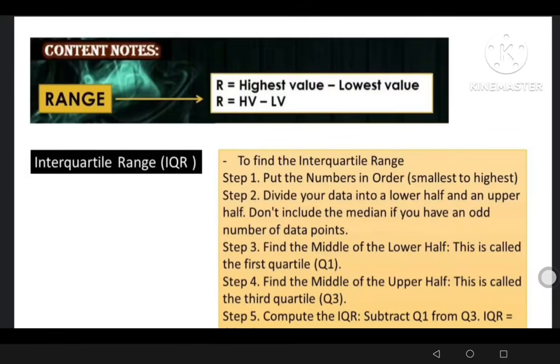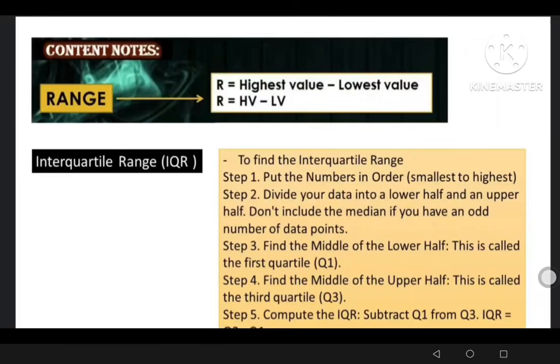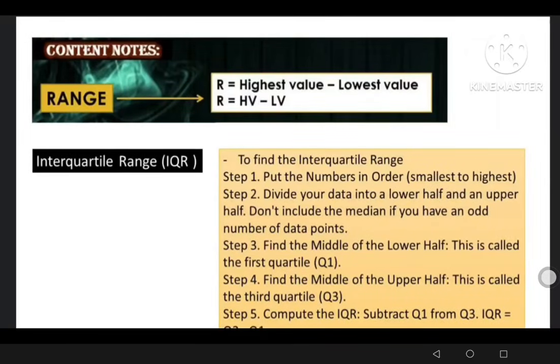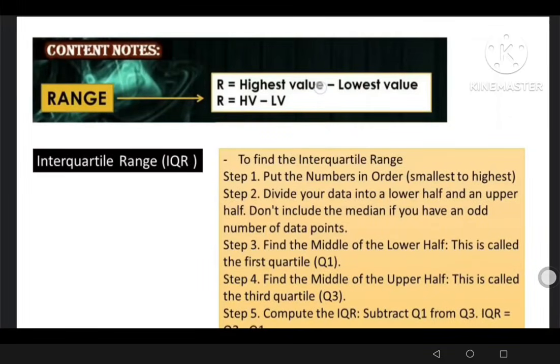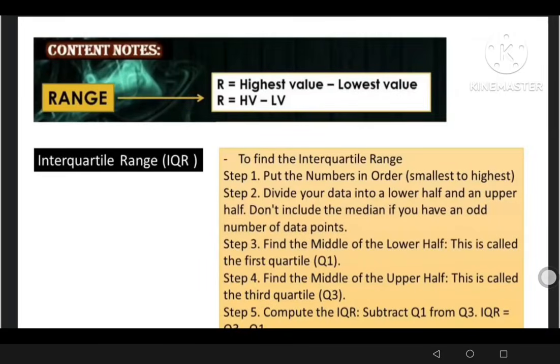To begin with, we have here our content notes. Let's know the process in how to get a certain measure of dispersion. Let's have first the range. In finding the range, we need to follow this process. We need to know the highest value and the lowest value. So we have our formula for our range: highest value minus the lowest value. The result of that is our range.